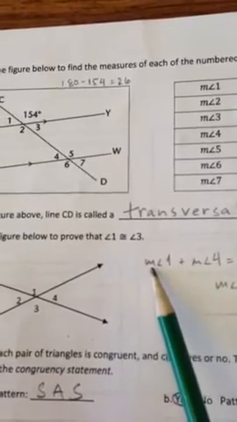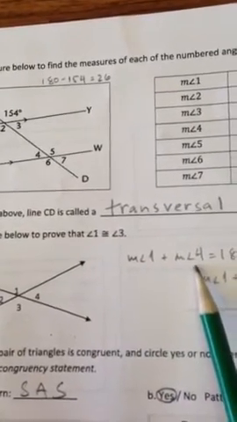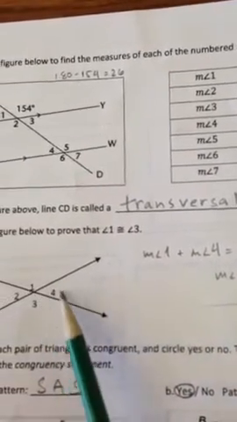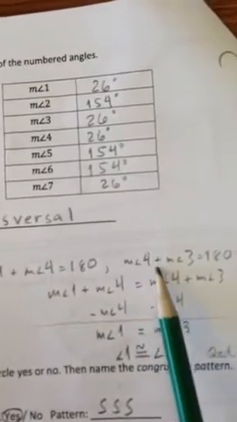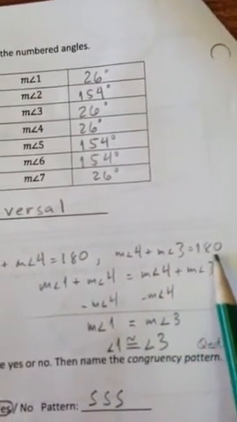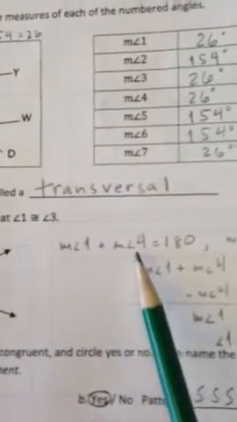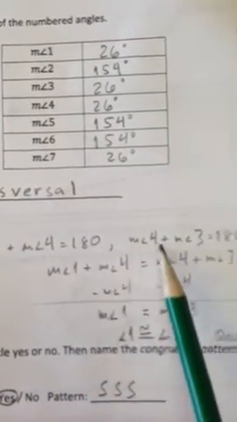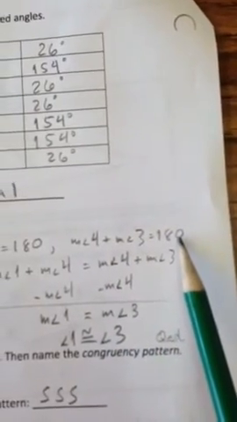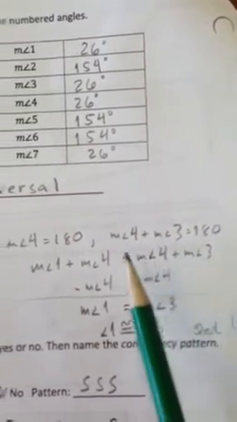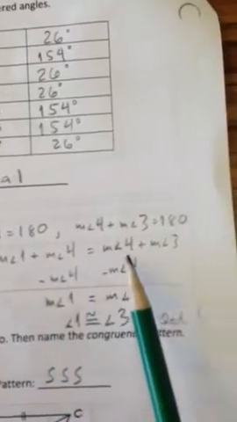Measure of angle 1 plus the measure of angle 4 equals 180 degrees. They form a linear pair. And measure of angle 4 plus measure of angle 3 equals 180 for the same reason. So if measure of angle 1 and 4 is 180 and measure of angle 4 and 3 is 180, that means they both equal the same thing, and therefore they are equal to each other.